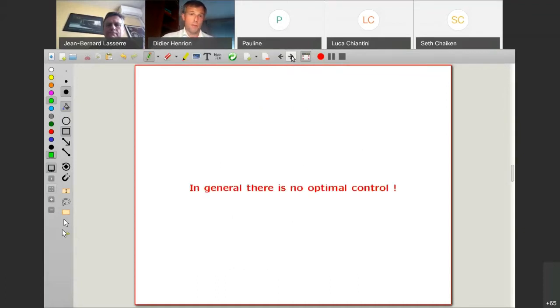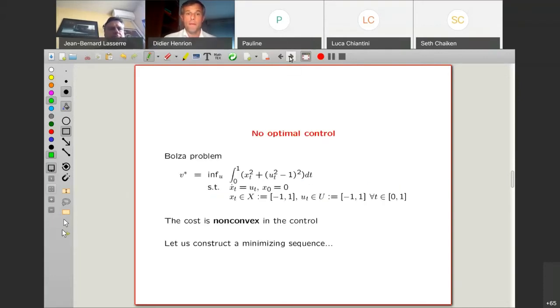There are even other issues with optimal control. When I formulated the polynomial optimal control problem at the beginning, I wrote infimum with respect to u. Actually, in general, this infimum is not attained in the space of functions of time. This is what I mean by there is no optimal control. So here is the simplest non-trivial example we can think of, the so-called Bolza problem of calculus of variations.